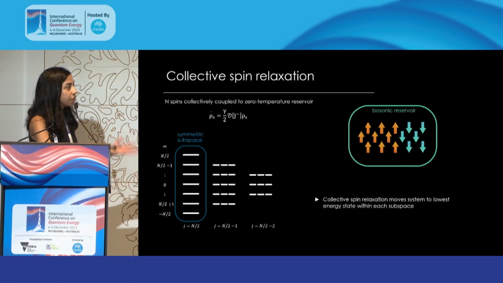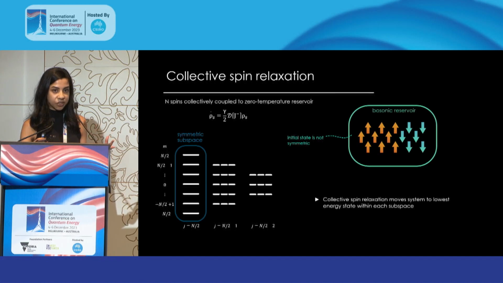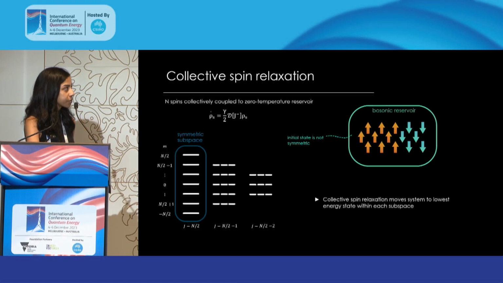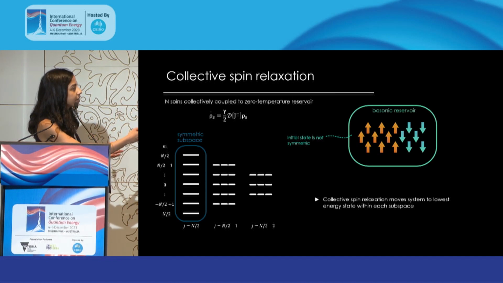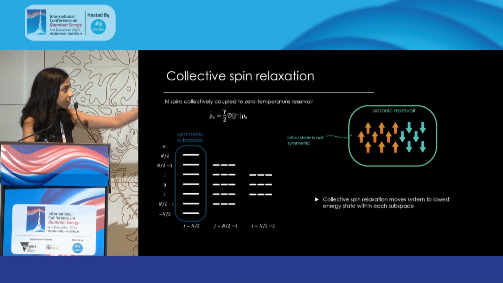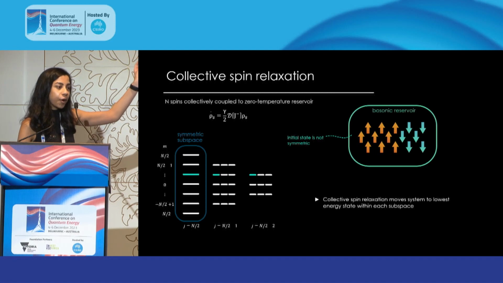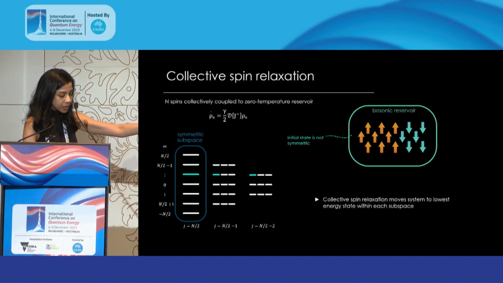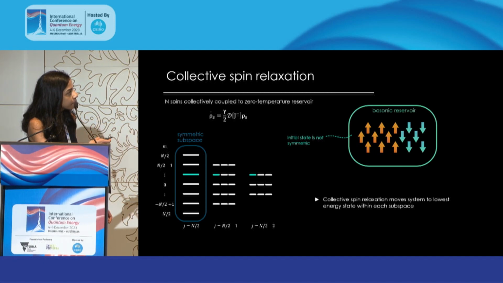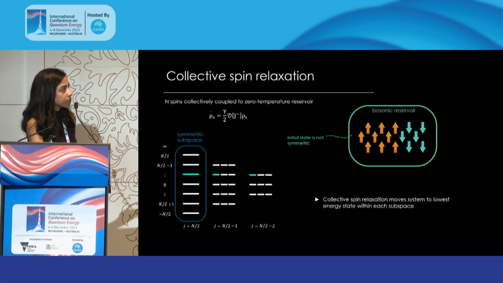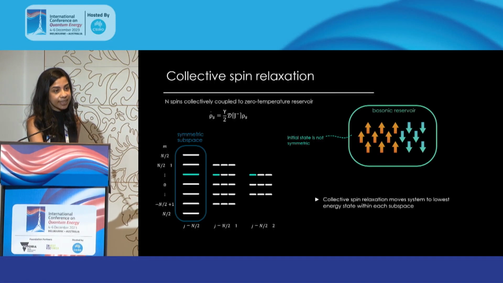So this is not symmetric with respect to the coupling to the reservoir. And if we visualize it on this ladder of angular momentum states, what we see is that it's comprised of components in these different subspaces. So we have the symmetric subspace over here, which we saw in the previous slide, but on this side is the antisymmetric or subradiant states.